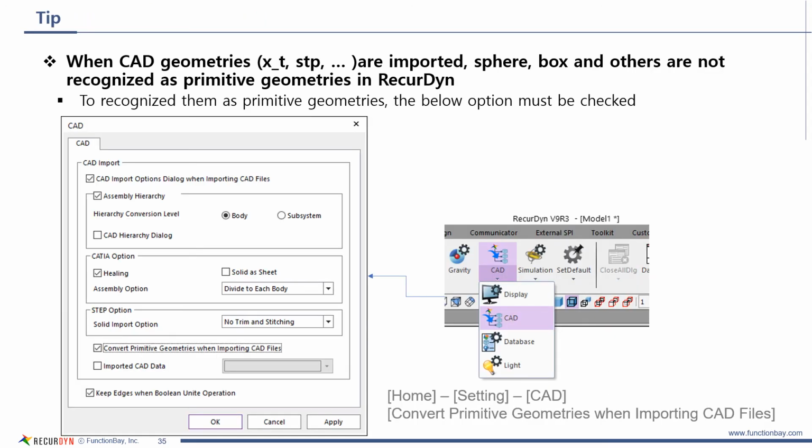Here is one tip about primitive contact. When CAD geometries are imported, sphere, box, and others are not recognized as primitive geometries in RecurDyn by default. So, you cannot use primitive contacts for them. This option, the convert primitive geometries when importing CAD files, must be checked before importing CAD files. Then, sphere, box, cylinder in CAD geometries can be recognized as they are in RecurDyn too, and primitive contact can be used for them.